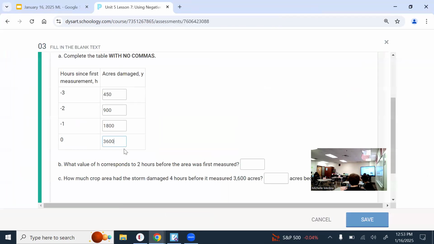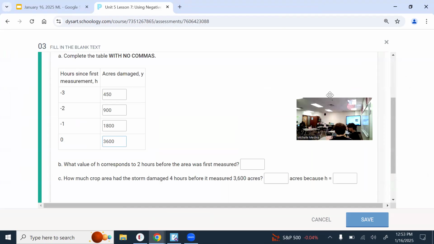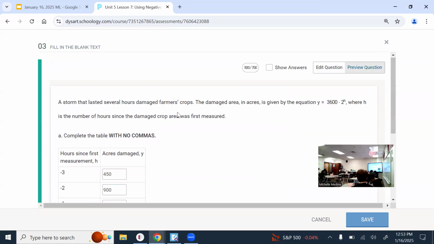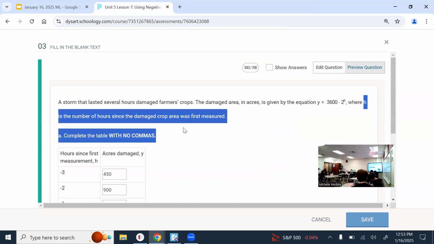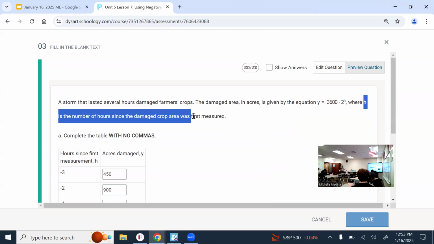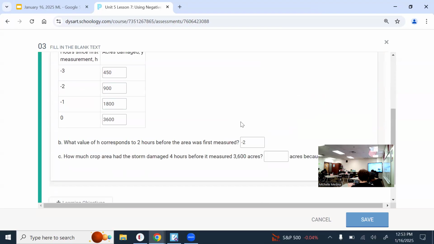Then it says what value of H corresponds to 2 hours before the area was first measured. So we're talking about hours. If we're talking about before it was measured, that number should be negative. Because it tells you in the description, H is for hours since the damaged crop area was first measured. So if we want before it was first measured, we need that number to be negative. And it's a -2 for hours.